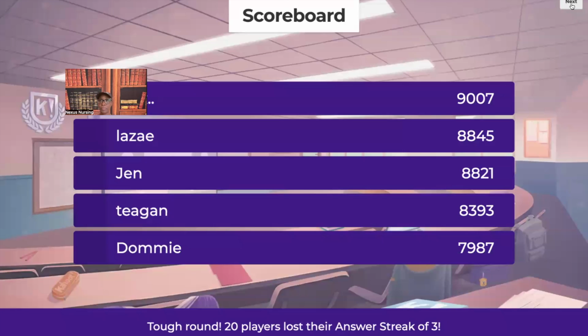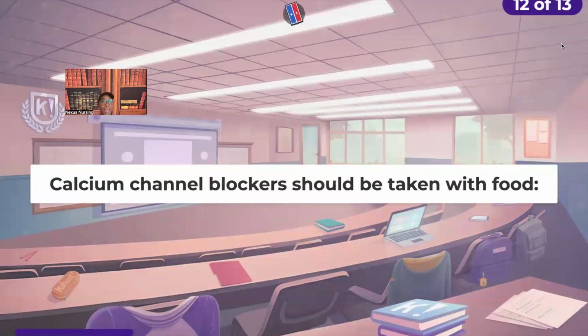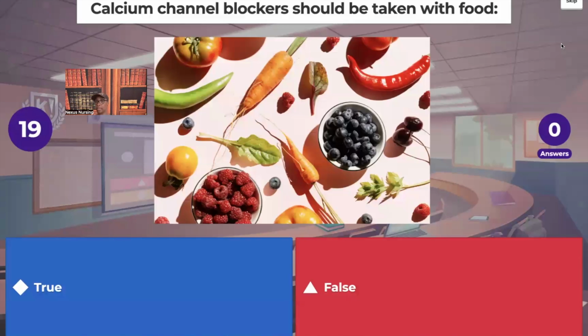Next question. True or false? Calcium channel blockers should be taken with food. Is this true or is this false? Calcium channel blockers. I love you guys too, Tamara. Thank you.